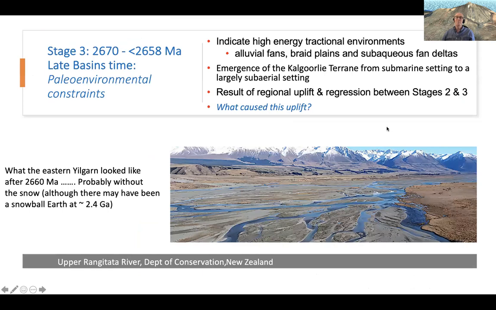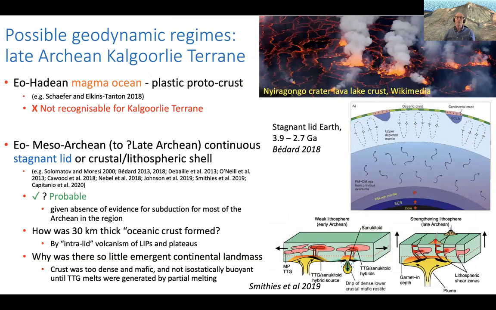So by this time, the paleoenvironments had become high-energy traction environments represented by alluvial fans, fluvial braid plains, and subaqueous fan deltas. And these reflect then the emergence of the Kalgoorlie Terrane from a submarine setting to a subaerial setting, representing a regional uplift and regression of the ocean. So what caused this uplift? And that then gets us into considering the geodynamic regimes that may have been influential during the history of the Kalgoorlie Terrane.